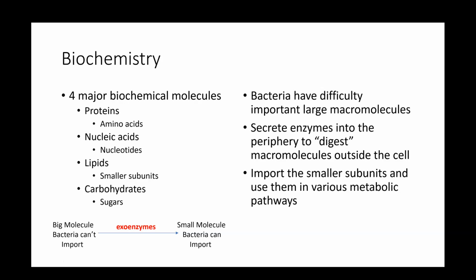So once it's in the cell, of course, it goes into the central metabolic pathway. If it's a sugar, it gets turned into glucose and then starts into glycolysis. If it's a protein, it'll probably undergo deamination or decarboxylation and then go into the Krebs cycle somewhere and so on.